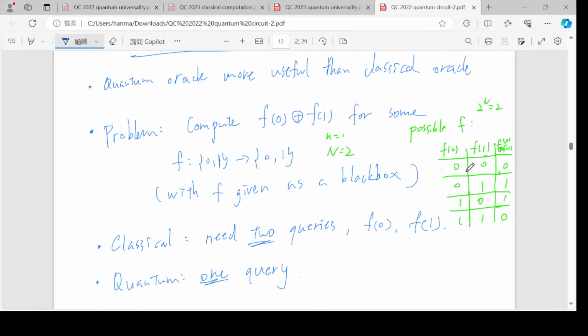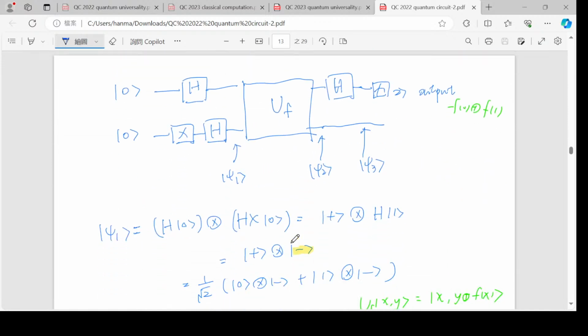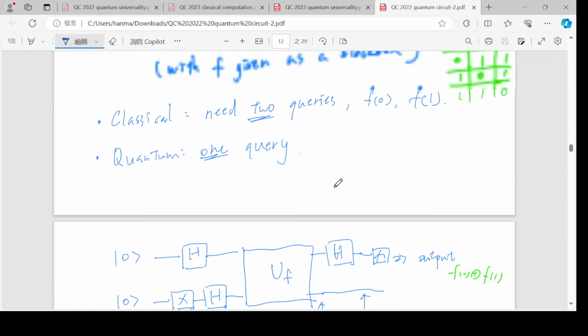It's pretty easy to see that classically, if you want to compute this f0 plus f1, then you need to make 2 queries. Basically, you need to learn f0, then learn f1, then add them together to find f0 plus f1. But if we define this funny quantum query, where you can have superposition on the input and output register, then we can apply the phase kickback technique and compute f0 plus f1 in just 1 query.